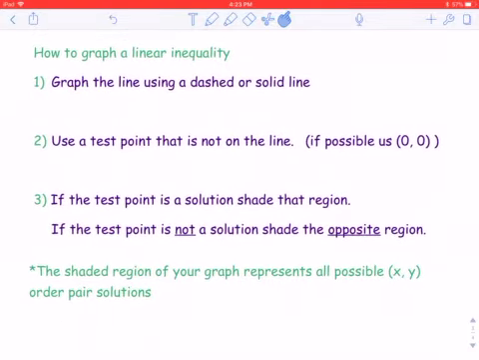So to sum up what we've now talked about on how to graph a linear inequality, we have the steps below. If you'd like to pause and put these in your notes, that would be a great idea.